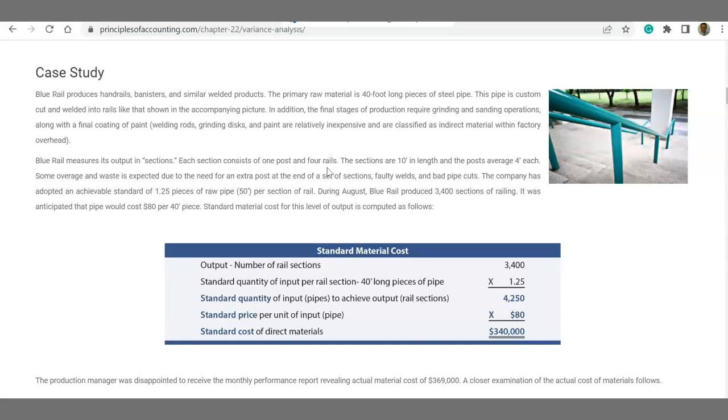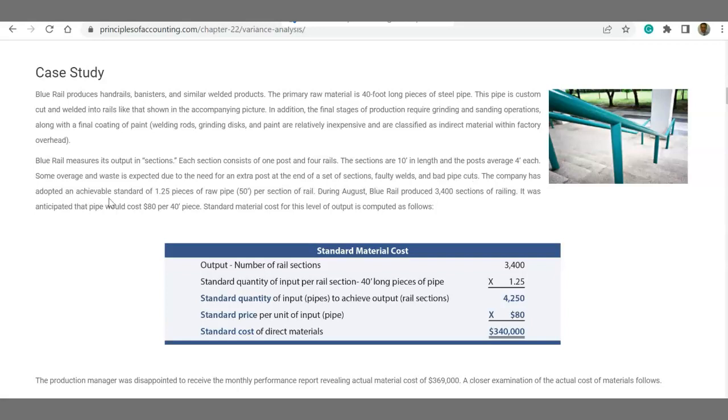Okay. The sections are 10 feet in length and the posts average 4 feet each. So the section is 10 feet long and the post averages 4 feet. Okay, it's the height of the post. Some overage and waste is expected due to the need for an extra post at the end of the set of sections, faulty welds and bad pipe cuts. Okay, got it. So there is some spoilage.